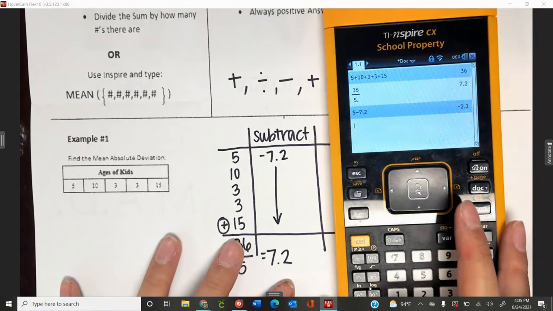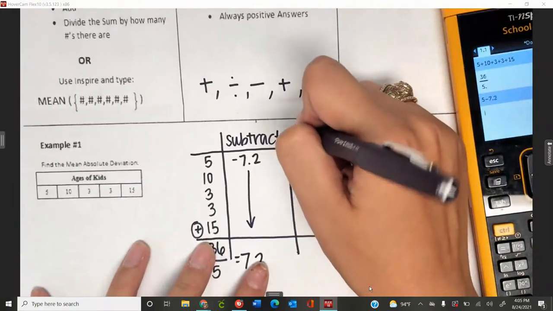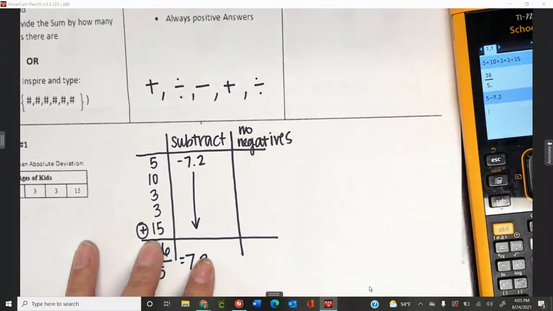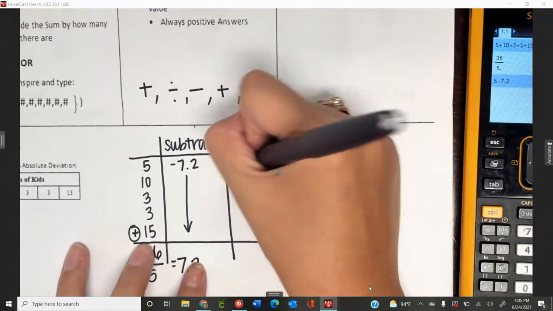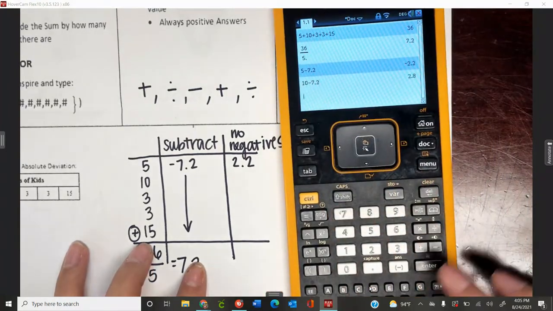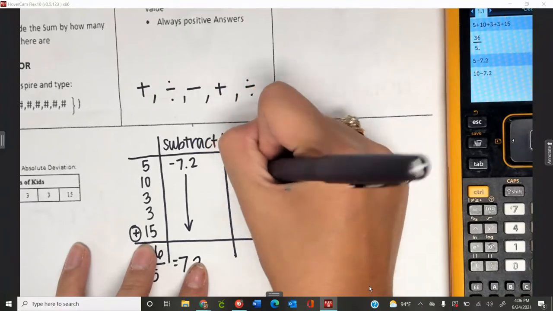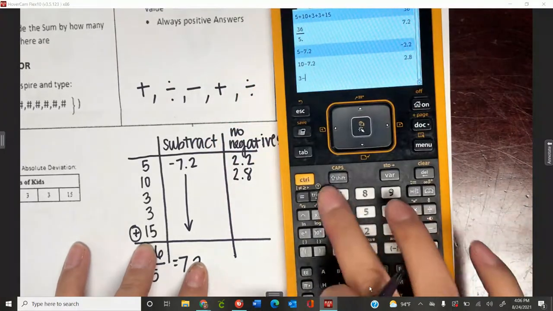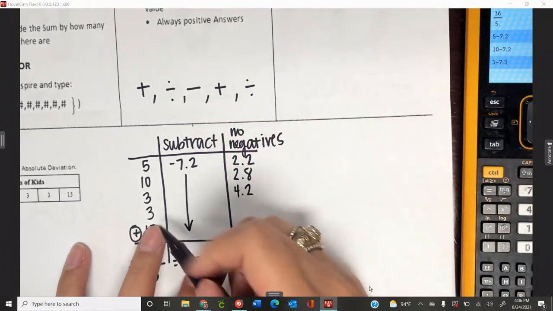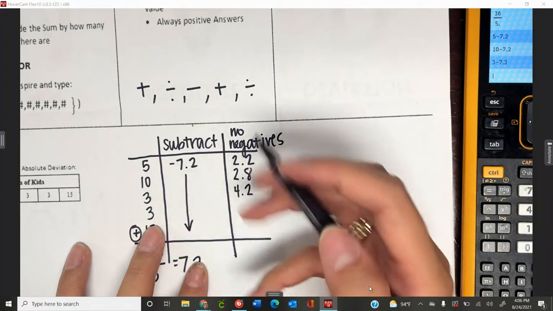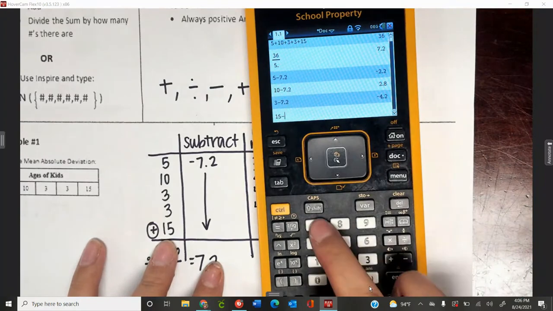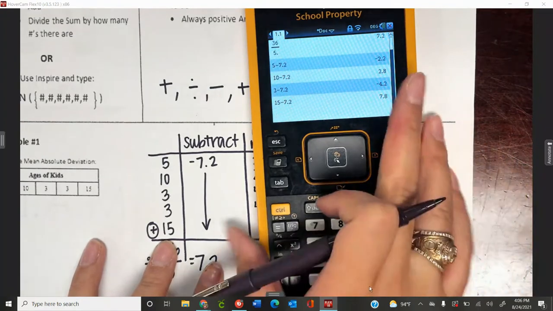Now in your calculator, type in 5 minus 7.2. Pressing enter, you get negative 2.2. But here, we want no negatives. So I'm going to drop the negative, and this is just 2.2. Then you have 10 minus 7.2 is 2.8. 3 minus 7.2 is negative 4.2. Again, drop the negative, so 4.2. You have 2 data points as 3, so you can copy 4.2 again. And then you have 15 minus 7.2. Pressing enter, you get 7.8.